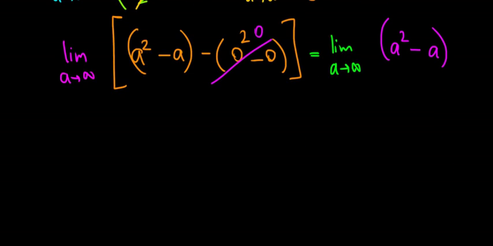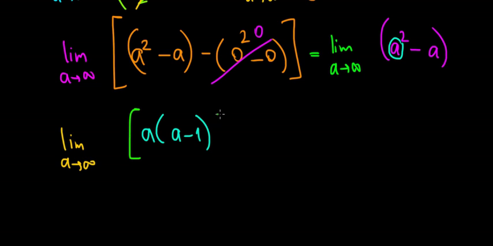Now, what's that going to be? What is a squared minus a? Well, a squared minus a is going to be a times a minus 1, right? A is the common factor over here. So we're left with a times a minus 1. Now, what is the intuition over here? Because we're speaking about limits, we have to understand the intuition of a limit. The idea is that a is approaching a very large number. That's what this limit is telling us.